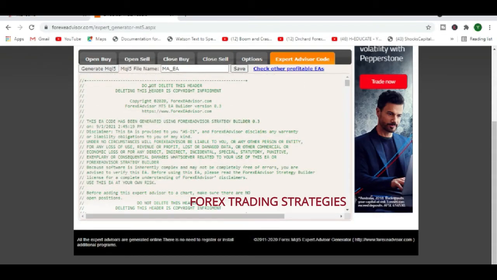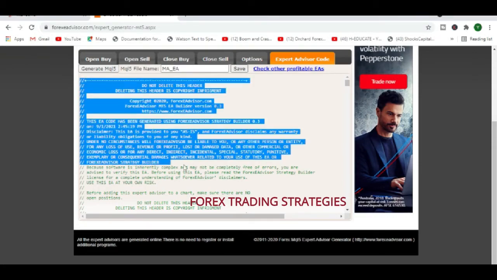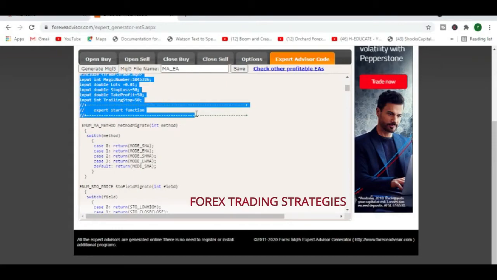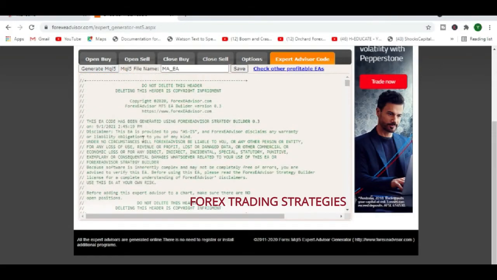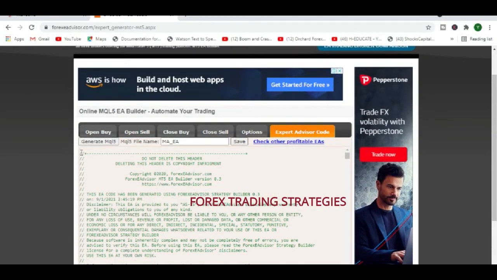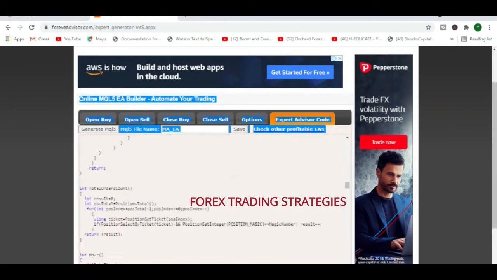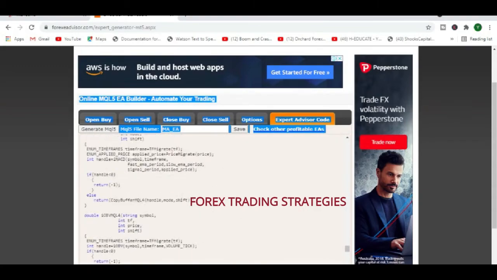I know. For example, of course, they say do not list this header and stuff like that. If you don't want it, you can just delete it when you actually compile the code. But let's go ahead and just continue like people who do not know anything about this.